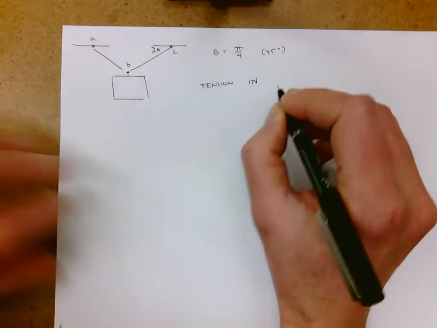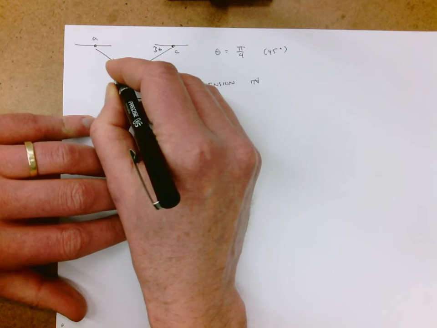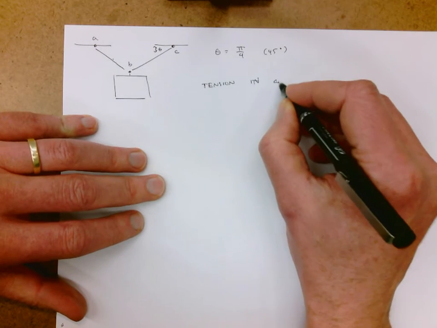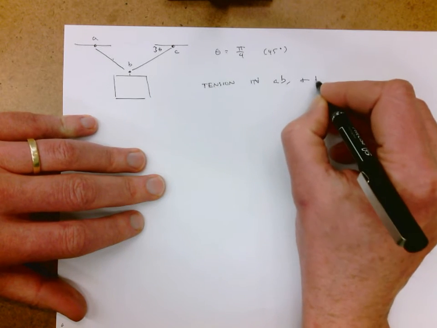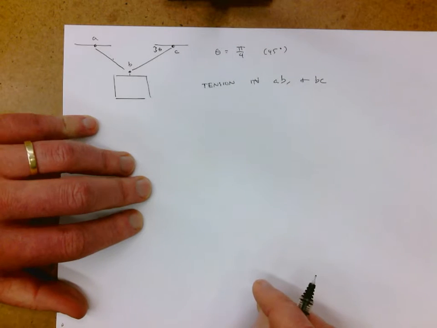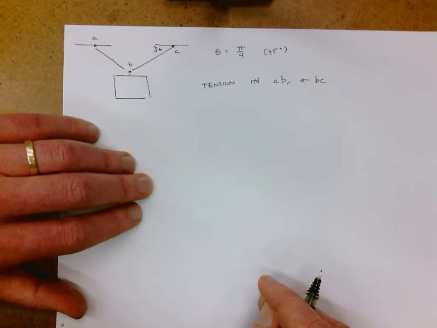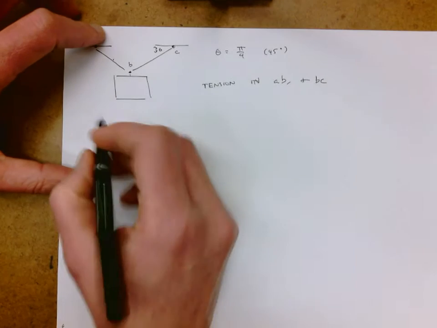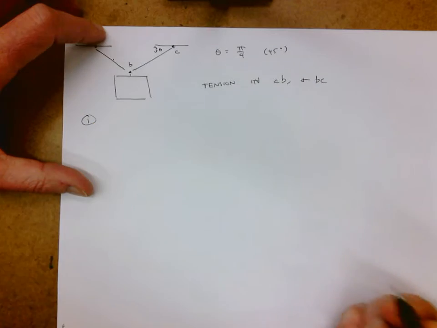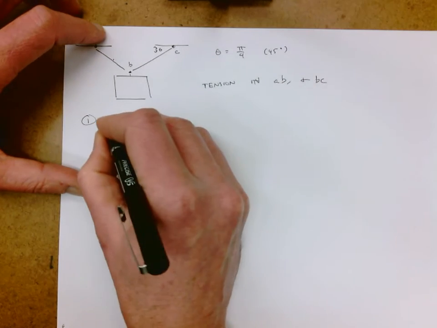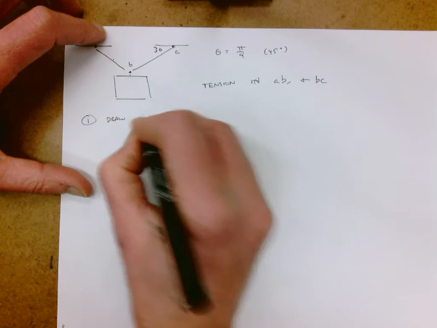So there are two tensions you can think about here. Obviously, there's the tension in cable AB and the tension in cable BC. So what's my strategy going to be for solving this? Well, the first thing that I want to do is draw a free body diagram, right? That's the first step that I'll take.